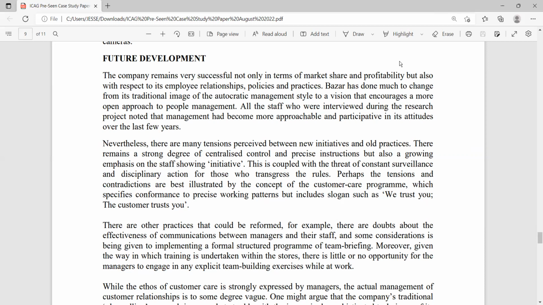So please know that model, the Lewin's change management model. Please take note of it. So there have been tensions between the new initiatives and old practices. There remains a strong degree of centralized control, which we've talked about, which is coupled with the threat of constant surveillance. Constant surveillance can be demotivating for employees. When it's excessive, it can be demotivating.